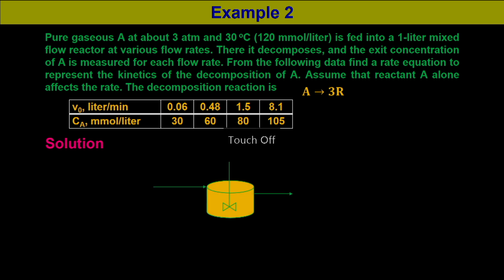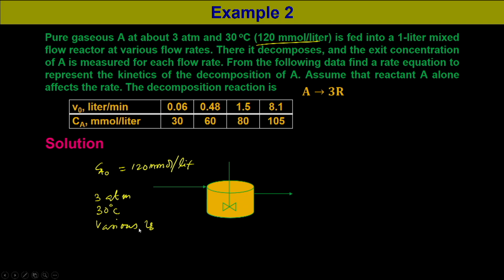So, this is a continuous stirred tank reactor. The initial concentration of A, C_A0, is given as 120 millimole per liter, at 3 atmosphere and 30 degrees centigrade, at various volumetric flow rates v0. The volume of the reactor is given as 1 liter, a mixed flow reactor.